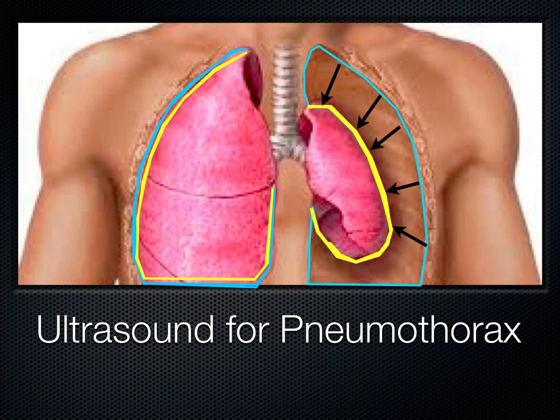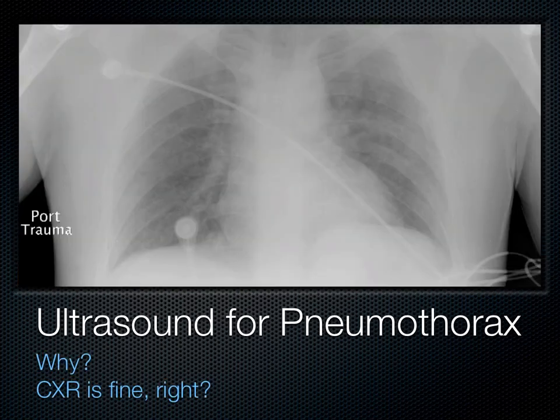Right, moving on to ultrasound for pneumothorax. We all know that a pneumothorax means the visceral and the parietal pleura have separated and air has collected between the two layers and therefore allows the lung to collapse. So why don't we just do a chest x-ray for this? This is what we've always done, right?